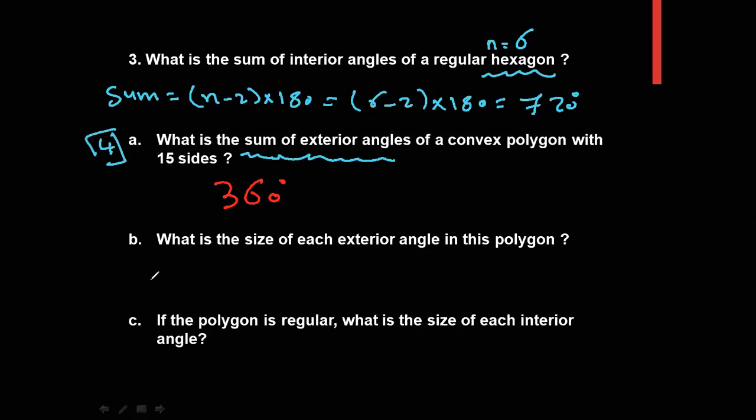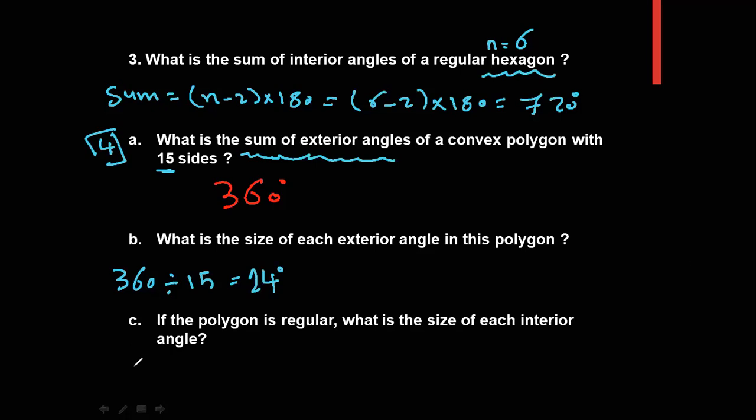Now, what is the size of each exterior angle in this polygon? I have the polygon, it has 15 sides. So I will divide 360 by 15, which equals 24 degrees. The answer is 24 degrees.